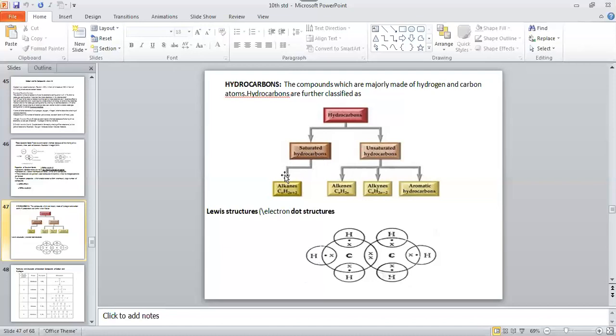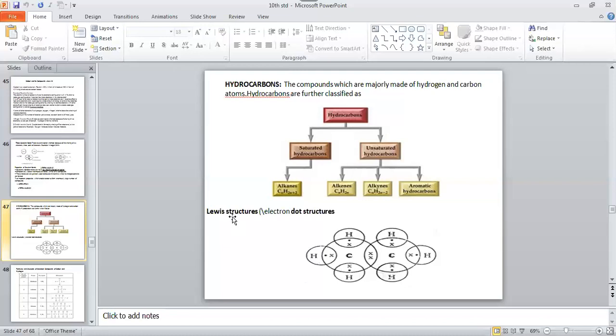Saturated hydrocarbons are alkanes having general formula CnH2n+2. Unsaturated hydrocarbons are further classified into three types. First type is alkene containing carbon-carbon double bond. The general formula of alkene is CnH2n, where n is the number of carbon atoms. Second type of unsaturated hydrocarbons are alkynes. They contain carbon-carbon triple bond and the general formula is CnH2n-2. And the third type is aromatic hydrocarbon. They contain a benzene-like structure with single and double bonds in alternate positions. So that is about hydrocarbons and their types.